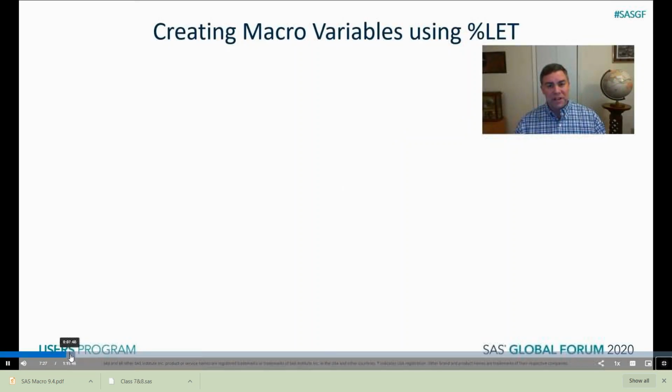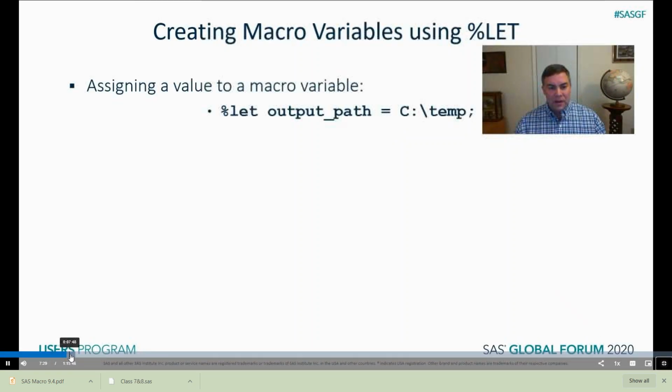Let's talk about creating macro variables using the %let macro statement. As most of you probably know, we can create a macro variable by simply saying %let the name of the macro variable that we wish to create equals, and then the value we wish to assign to that macro variable. And when this statement is executed by the macro processor, it will take that value and store it on the symbol table. The symbol table is where macro variables are stored. So this statement here will create a macro variable called output_path, and it will store the value C:\temp in that macro variable.